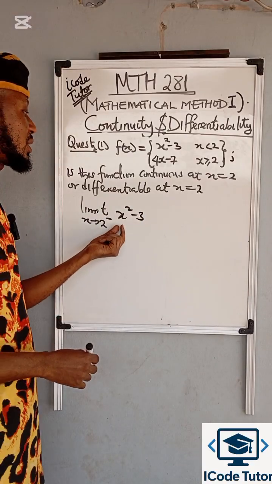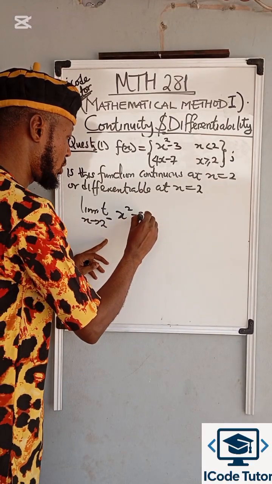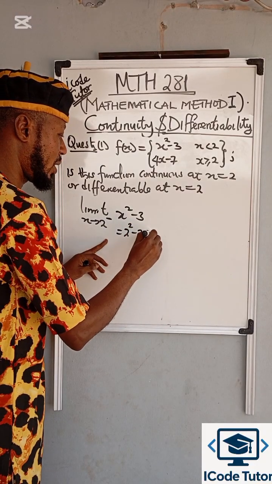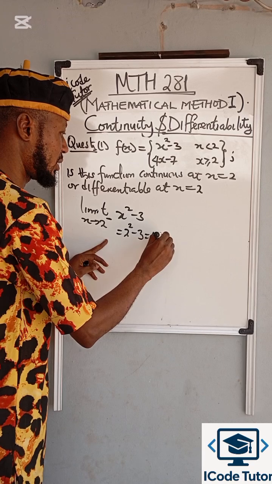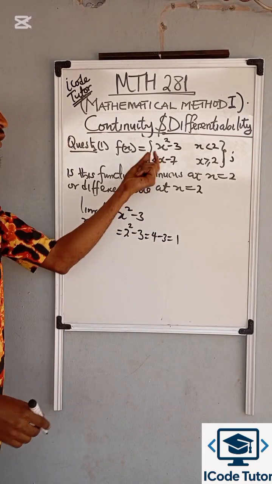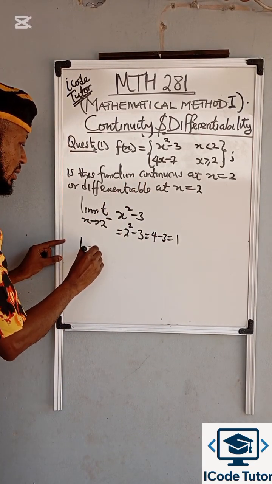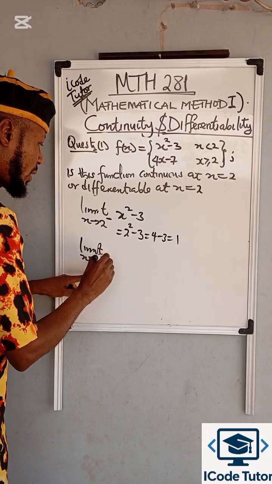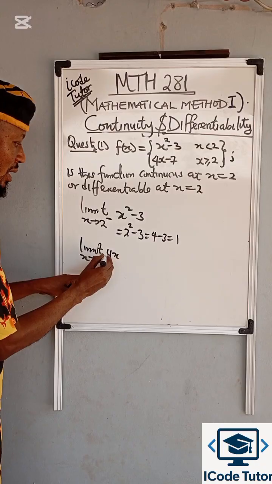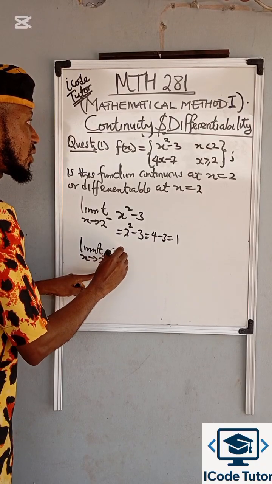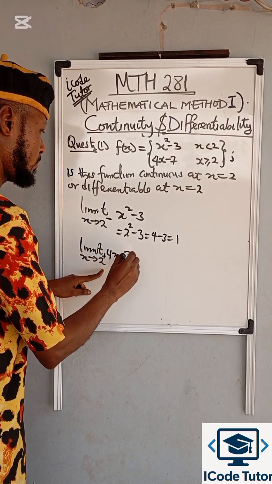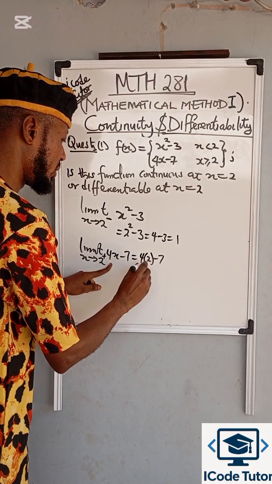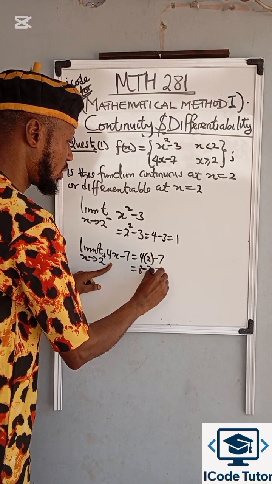That means that we are substituting the value of x to be 2. This will give us 2 squared minus 3. 2 squared is 4, minus 3 equals 1. Let's look at it from the right side. Limit as x tends to 2 from the right side, 4x minus 7. Let's substitute the value 2 in. This will be 4 times 2, that's 8, minus 7 equals 1.